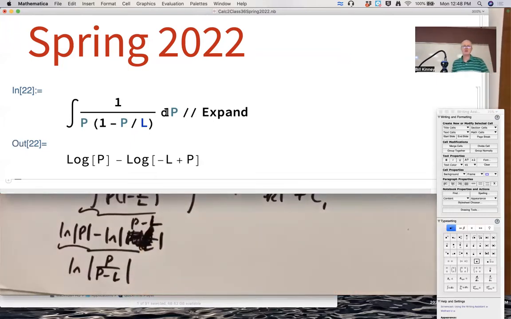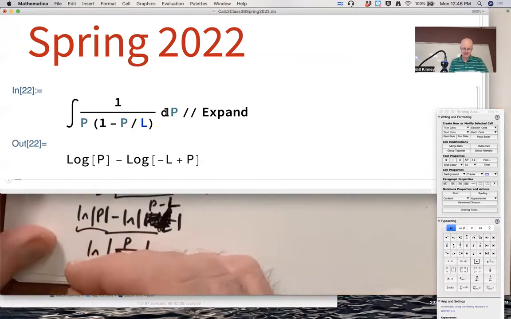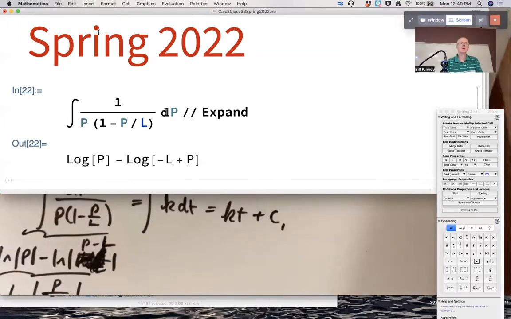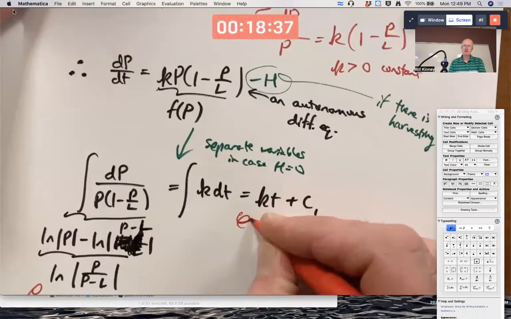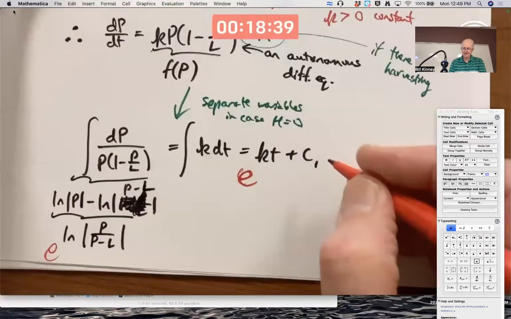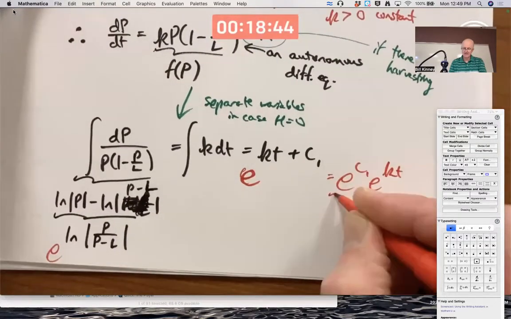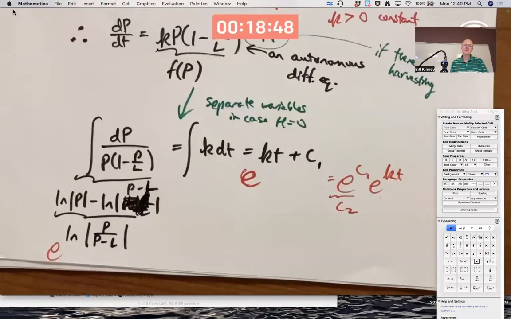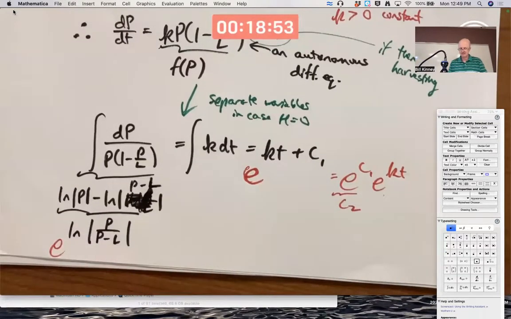I want to get rid of the logarithm. Exponentiate. E to that power will then equal e to this power. And e to that power is e to the C1 times e to the KT. I could call this C2, say. Here the e and the natural logarithm cancel because they're inverse functions.